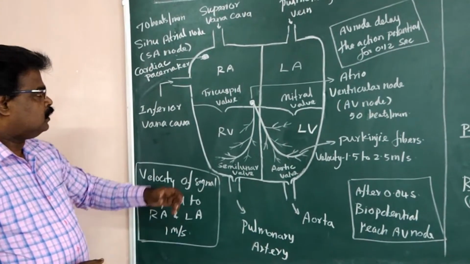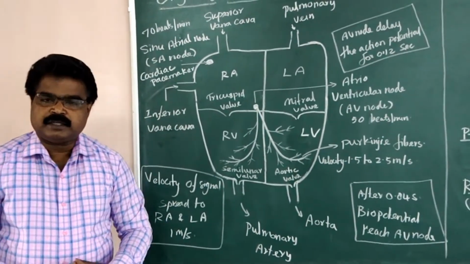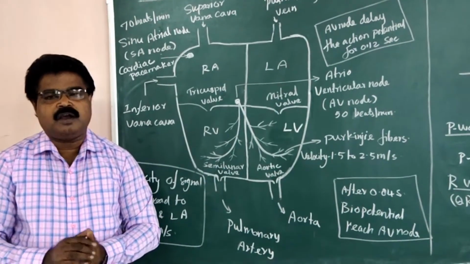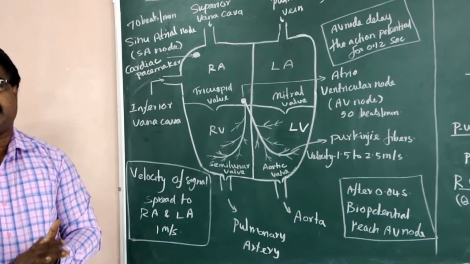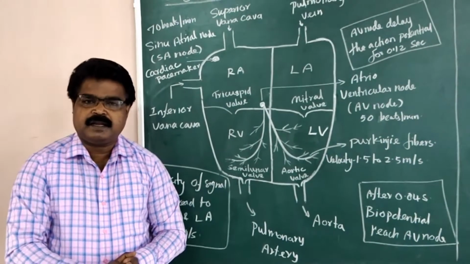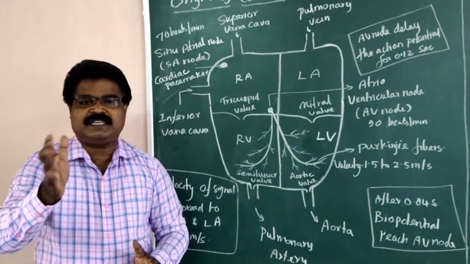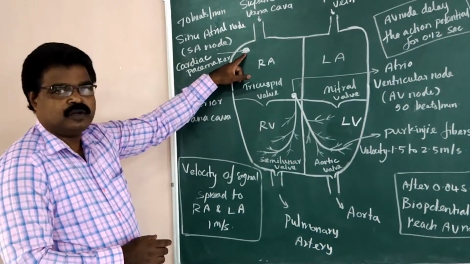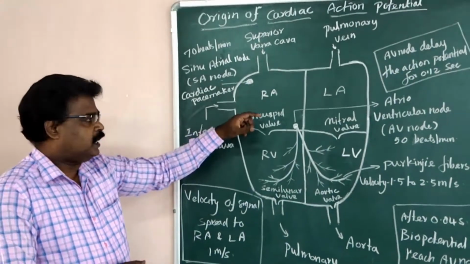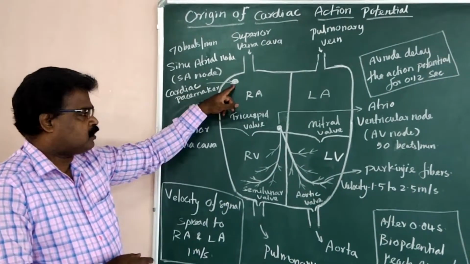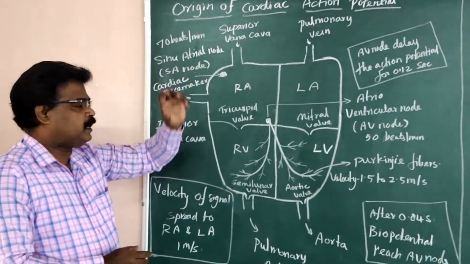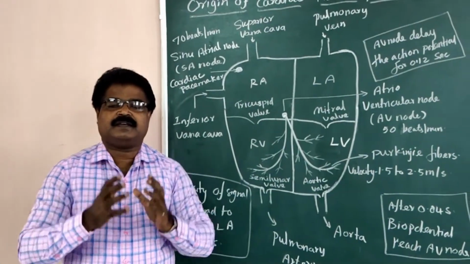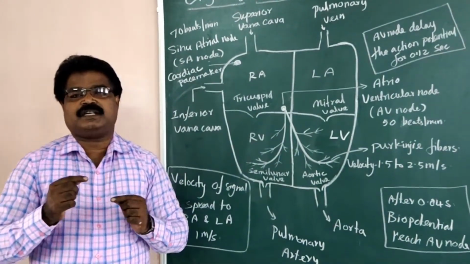Here, there is a node called the sinoatrial node. It is called the SA node or the cardiac pacemaker. What do you mean by pacemaker? Pacemaker is nothing but a pulse generator. This SA node is located in the top of the right atrium near the superior vena cava. This is called the cardiac pacemaker that generates the action potential.